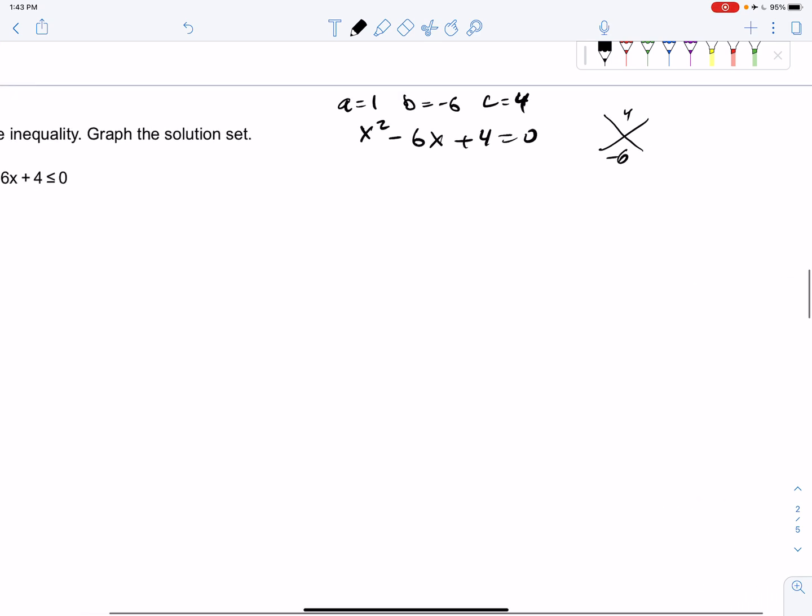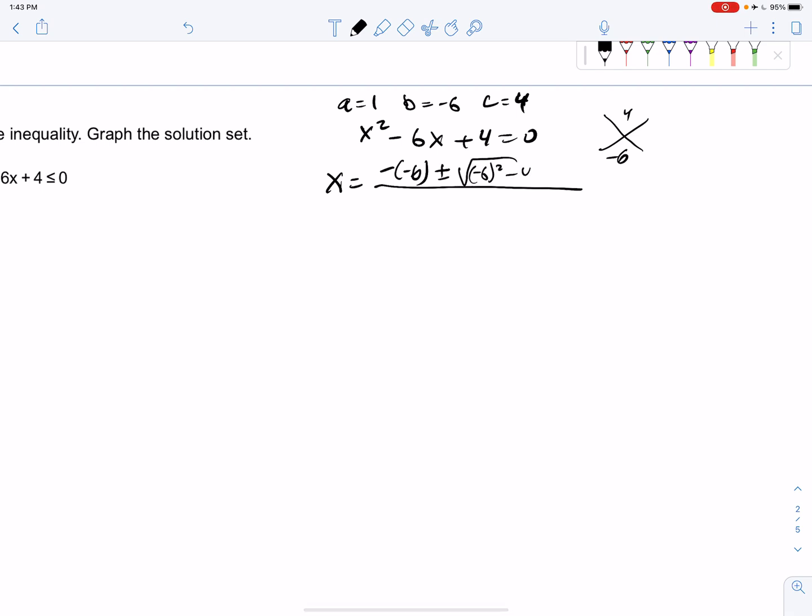So we use it. It's going to be x equals the opposite of b plus or minus the square root of b squared minus 4 times a, 1, times c, 4, all over 2 times a, 2 times 1. Now I always like to take this interior, which is called the discriminant, right, and just simplify that first. -6 squared is 36. Minus 4 times 1 times 4 is minus 16. So 36 minus 16 gives us what, 20? So that value is 20.